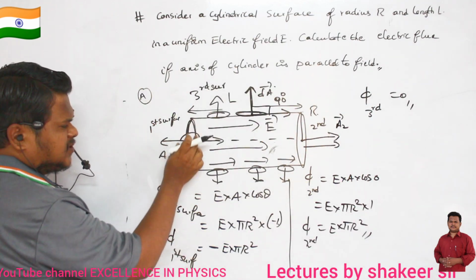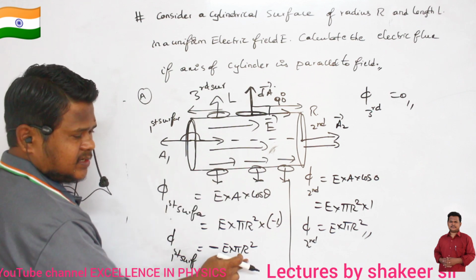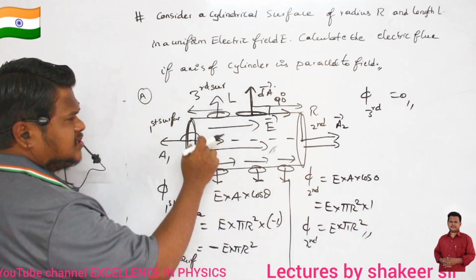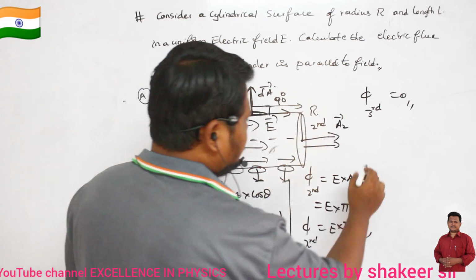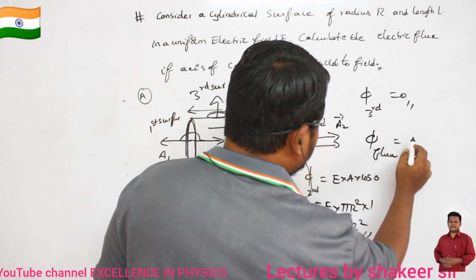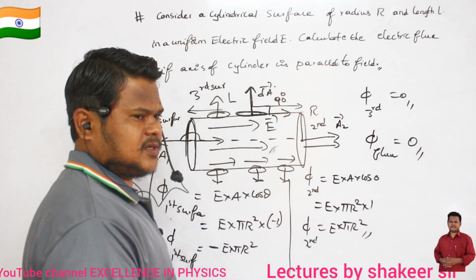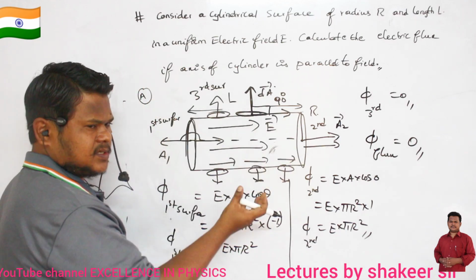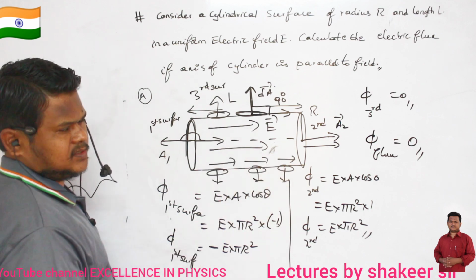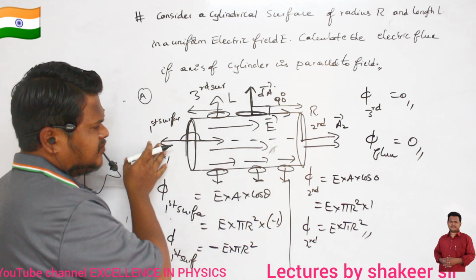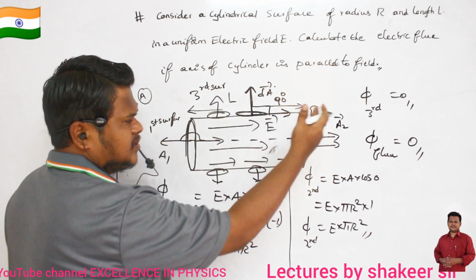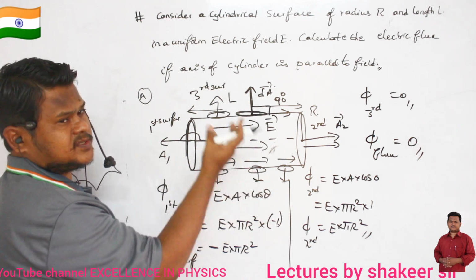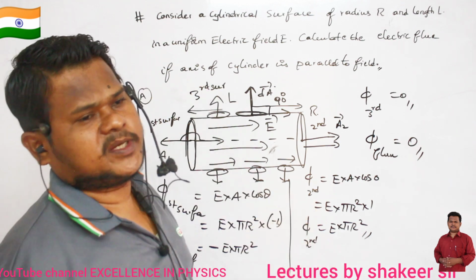So flux through the first surface is minus E into pi r square. Flux through the second surface is E into pi r square. Flux through the third surface is 0. Now can you calculate the total flux? Total flux is 0. That's all. It means the flux coming out of this cylindrical surface is 0. Why? The same number of electric lines are entering into this one and the same number of electric lines are leaving the surface also. So flux coming out of this cylindrical surface is 0. That is the meaning of this.